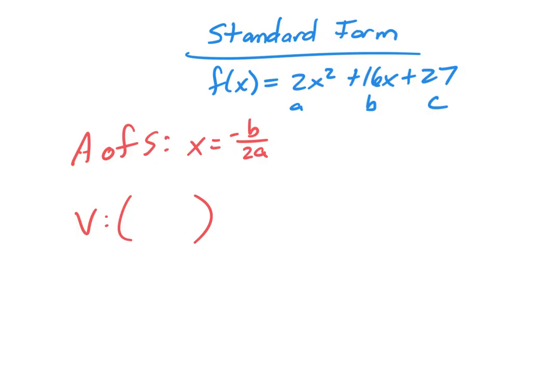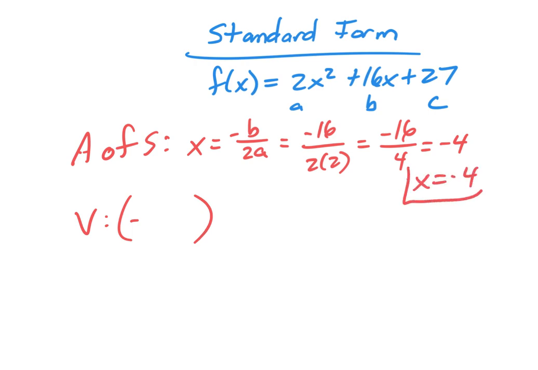Okay, my b value is 16. So the opposite of 16 over 2 times 2, which is 4, and that would be -4. So my axis of symmetry would be at x equals -4. So if it's asking me to find the axis of symmetry, that's how you could do it by hand. X equals -4.